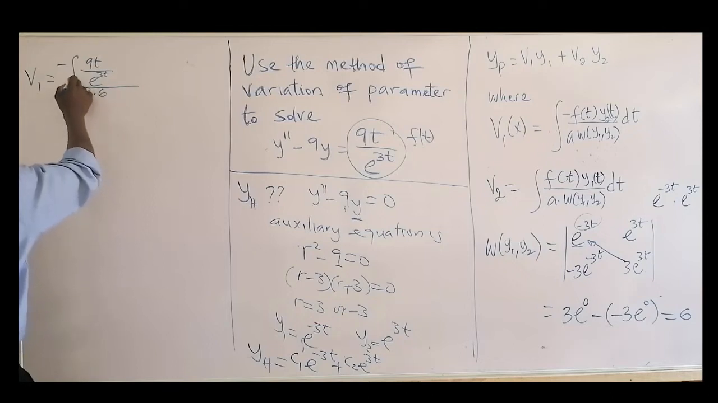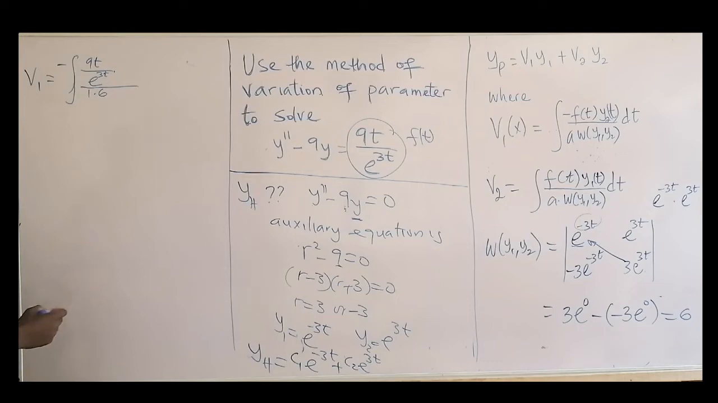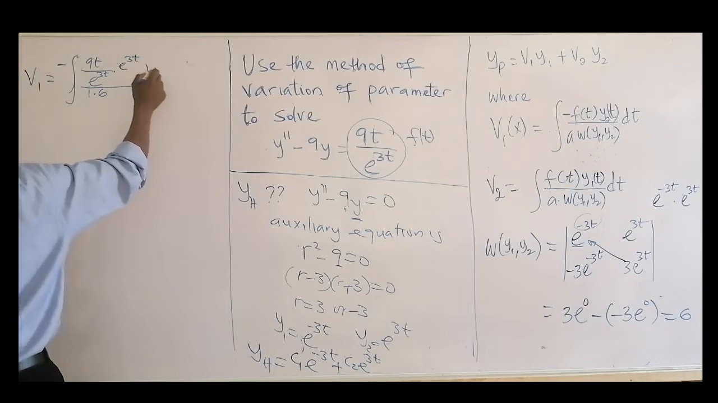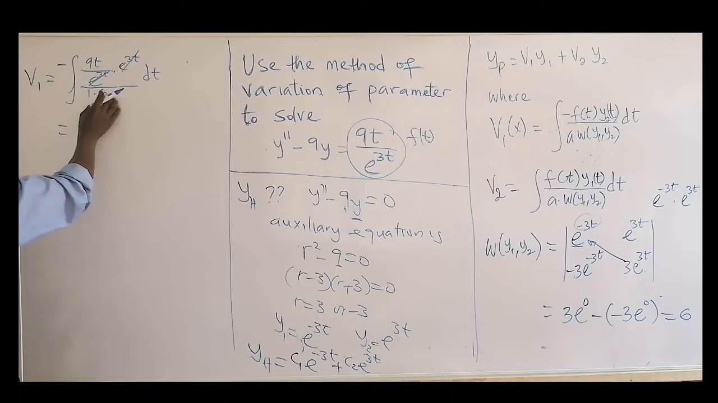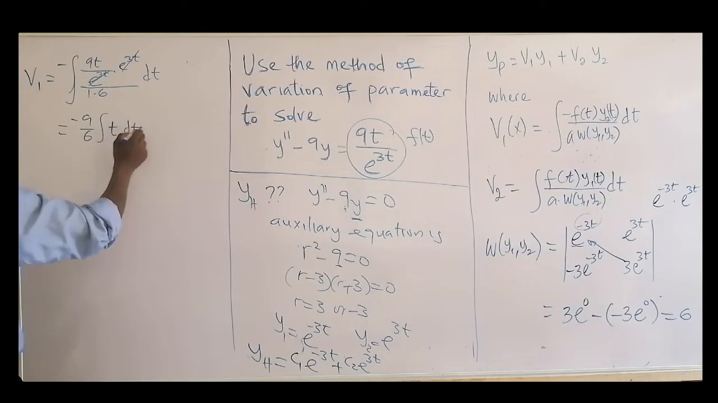1 times 6. Then the y2, my y2 is what? e^{3t} dt. So this one and this one will cancel. So I'm having the integral of this, your 9 can go outside, so minus 9 over 6. Your 9 and your 6 can go outside. Then you have the integral of t dt.